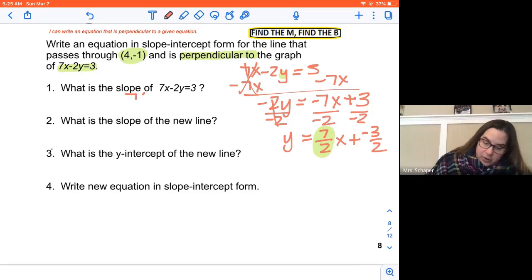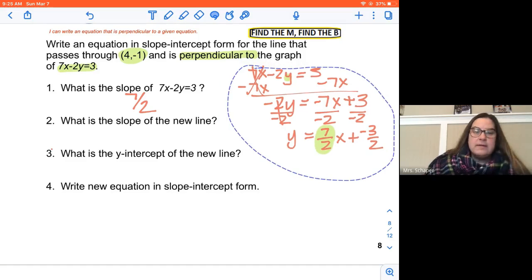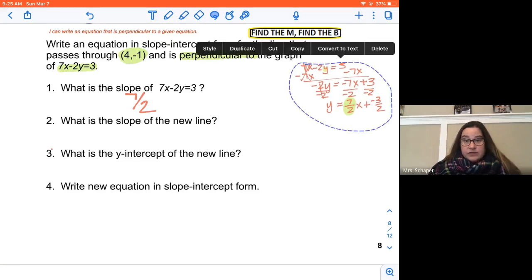That's really important to know. I have to figure out what is the slope of that line before I can do anything else. So I rewrote it in slope-intercept form. Again, that's the skill we practiced at the beginning of this second part of the unit. And now I can find the slope of the new line.